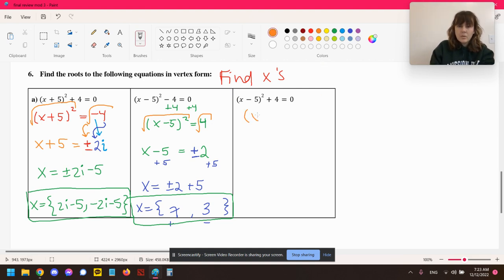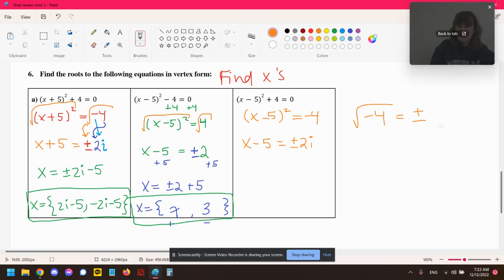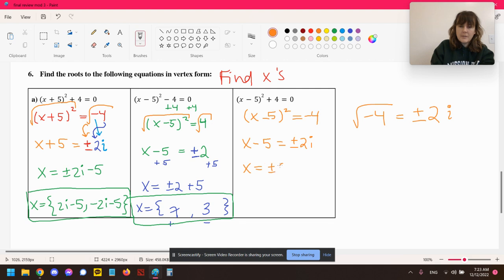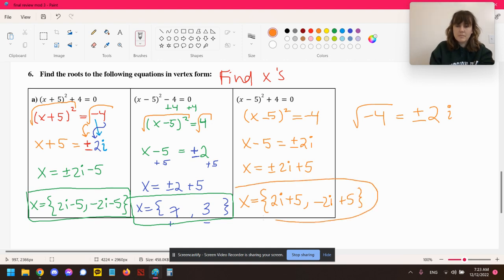Right back. We're going to subtract 4 from both sides. We're going to take the square root of both sides. Again, knowing that the square root tells me it's plus or minus, the negative means there's going to be an i, and the square root of 4 is 2. Then I'm going to add 5 to both sides and get that my final two answers are 2i plus 5 and negative 2i plus 5.